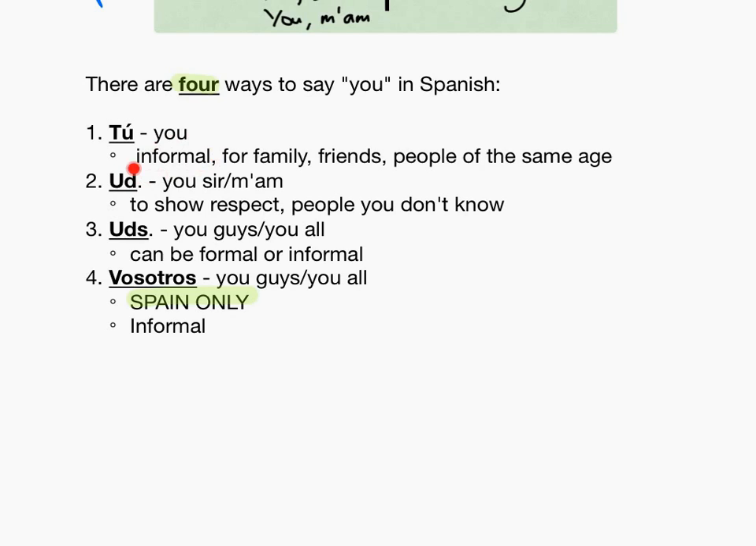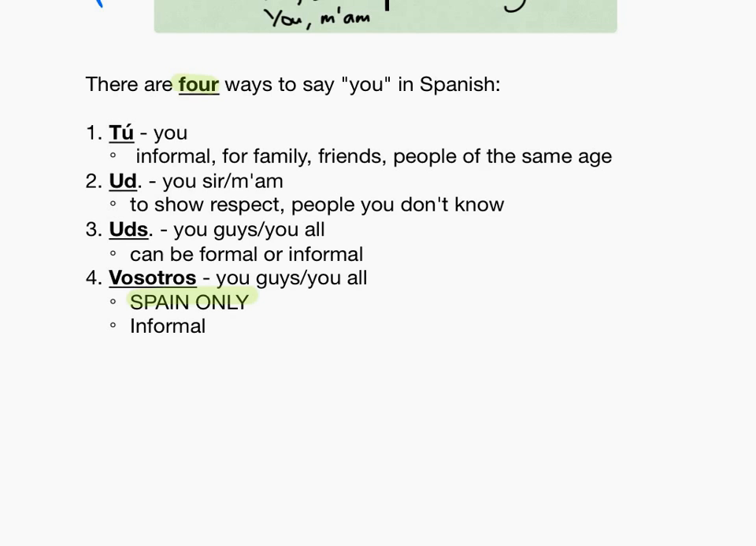So when we say informal, that's people that we're equal to. When we say formal, that's fancy. That's when you're trying to show respect. So usted and ustedes, you know what that means now. Okay, you sir, you ma'am. But ustedes means you all, and that's going to be used way more than vosotros.